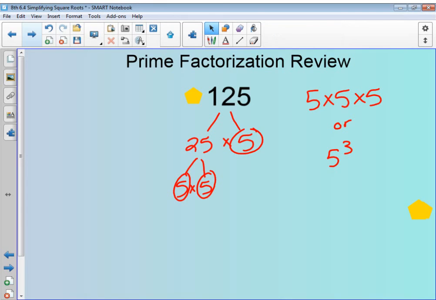Okay, so this was working. When we broke it down, we ended up with 5 to the third power, or 5 times 5 times 5, was 125, broken down into its primes.